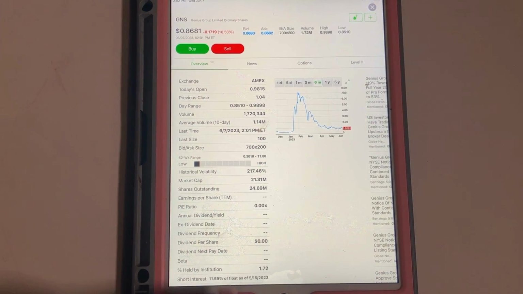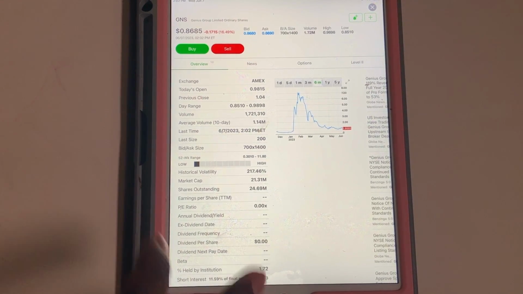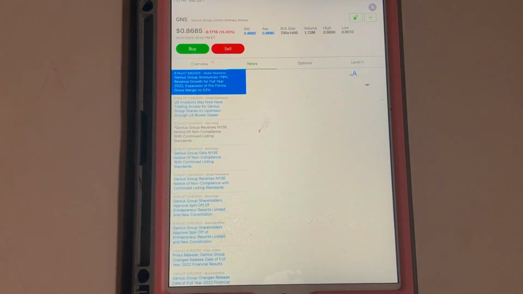Okay? The short interest is 11.59%, as you can see right there. So, that's the first thing I look at when I'm doing stock research. The next thing I look at, I go to the news.